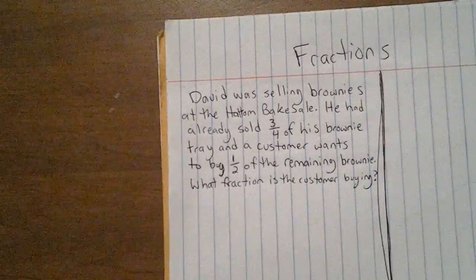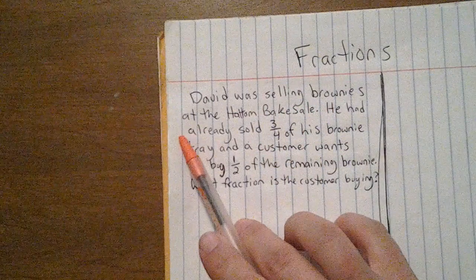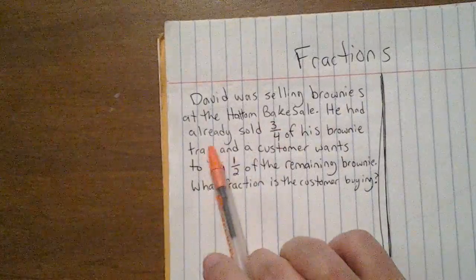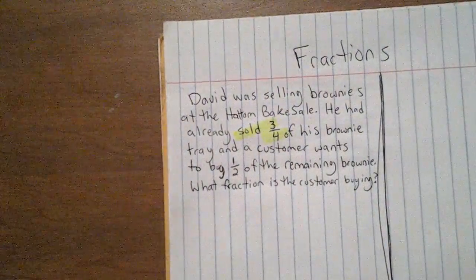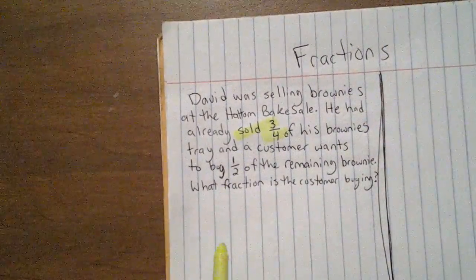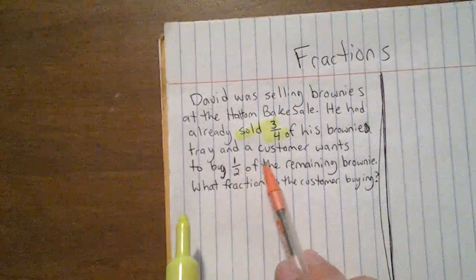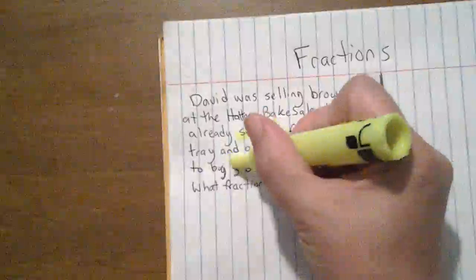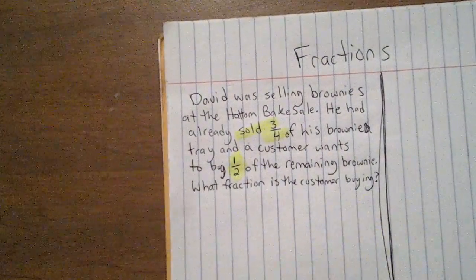So the first question that we're going to look at is, David was selling brownies at the Haltom Bake Sale. He had already sold 3/4 of his brownies. Guess I should have written brownies. There we go. Oh, it's brownie tray. My bad. And a customer wants to buy half of the remaining brownies. What fraction is the customer buying?